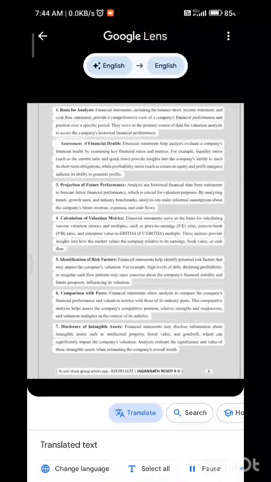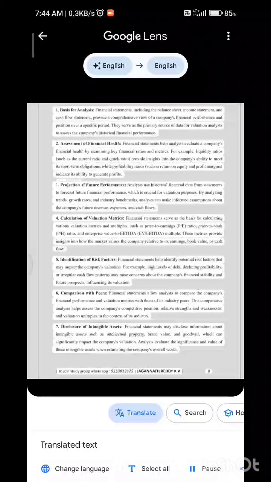2. Assessment of financial health. Financial statements help analysts evaluate a company's financial health by examining key financial ratios and metrics. For example, liquidity ratios, such as the current ratio and quick ratio, provide insights into the company's ability to meet its short-term obligations, while profitability ratios, such as return on equity and profit margins, indicate its ability to generate profits.